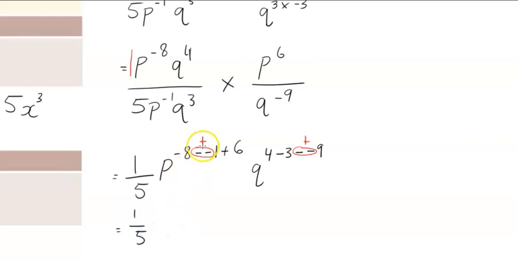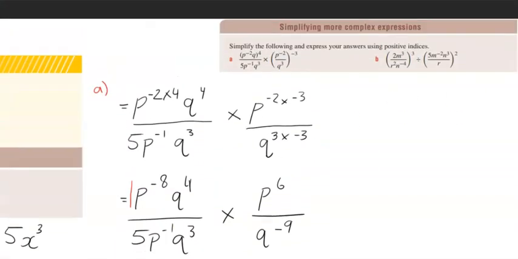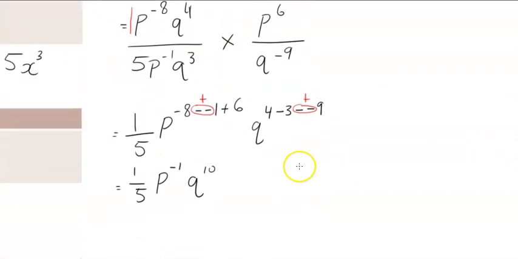We have P to the power of -8 plus 1 plus 6. So that would be -8 plus 7, which is -1. P to the power of -1. The Q is 4, take away 3, which is 1, plus the 9, which is 10. So this is Q's power -10. So this whole expression here has simplified to this.